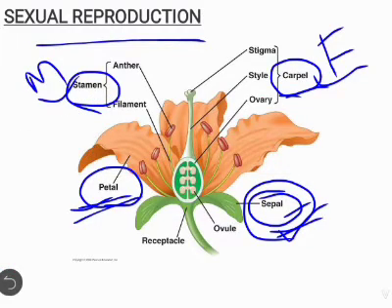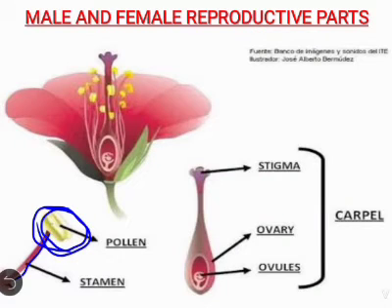This is stamen. Stamen contains two parts. One is filament and the other, a lobe-like structure on the top, is known as anther. Anther contains the male reproductive cells, that is pollen. Anthers produce pollen grains. Now come to the carpel.